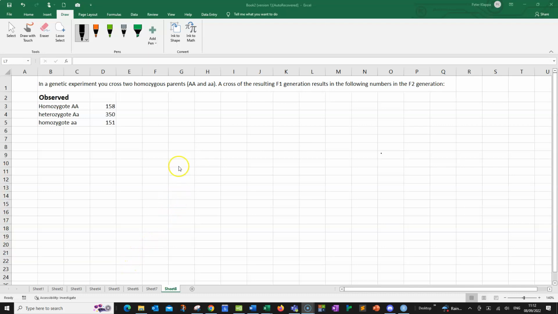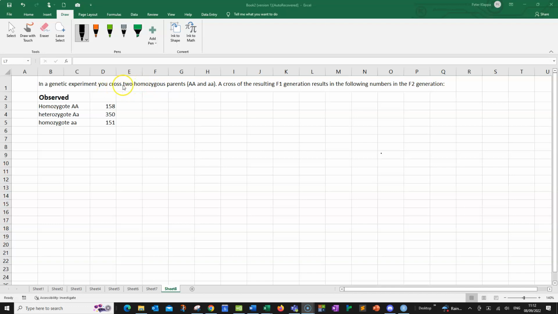In this example, we want to test whether some observed numbers for a particular trait in some offspring actually follow a Mendelian inheritance. And for that, we can use a goodness of fit model. So what have we got here?